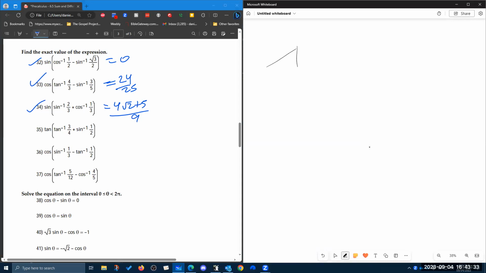Tangent's positive, so I'm in quadrant 1. This is 3, 4, 5 for alpha. Sine is positive, so I'm also in quadrant 1, 1, 2. And this is root 3 for beta.